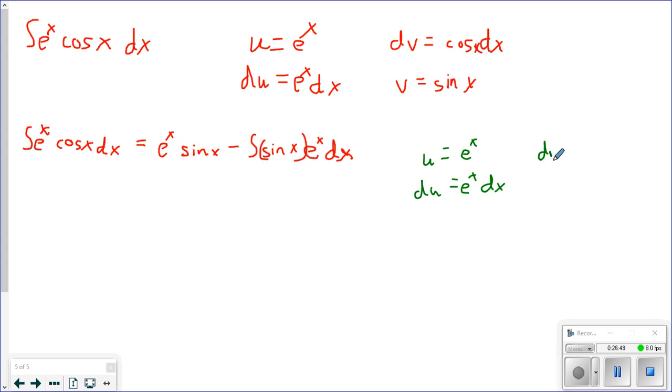We'll say dv equals sine of x dx, and then v equals negative cosine of x. All right, so continuing on. Remember to write out that initial integral on the left-hand side. I cannot stress that enough for a problem like this. If you miss it here, like I said, you will be doing this forever. And that's something we don't want to do.